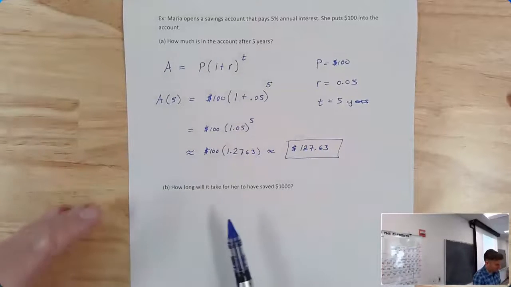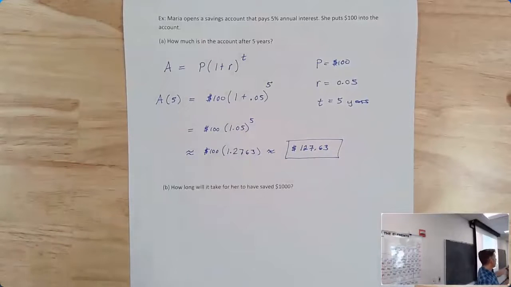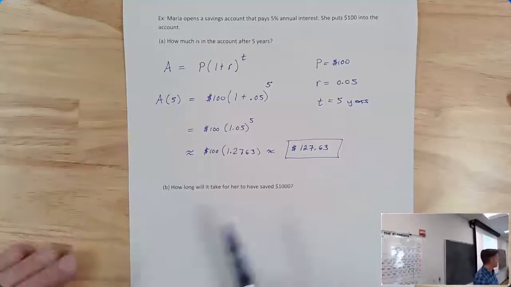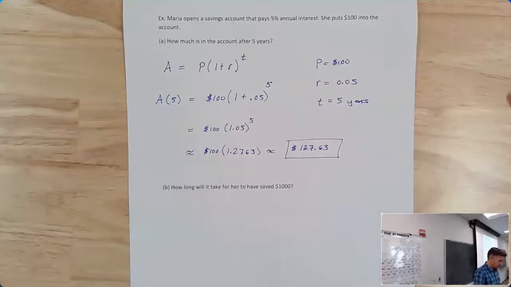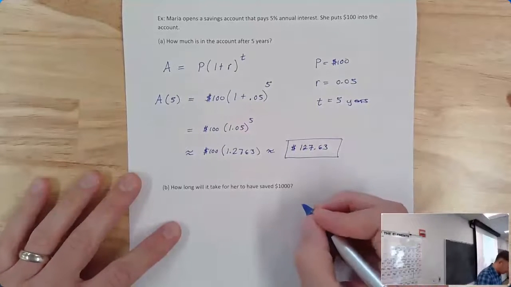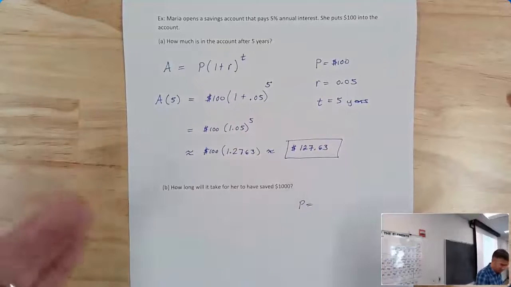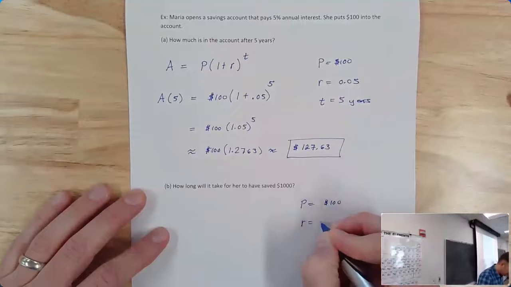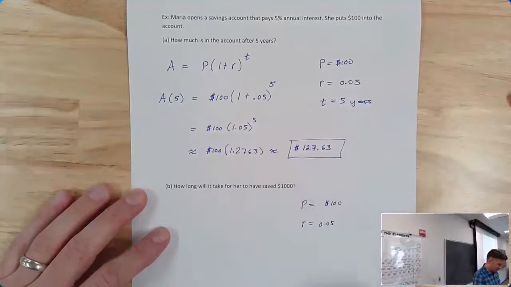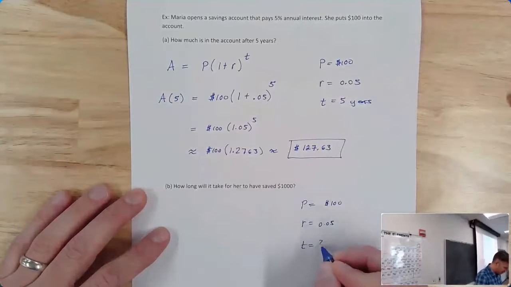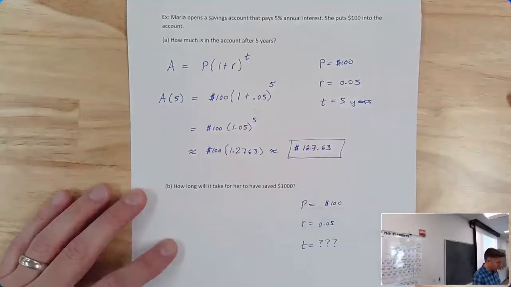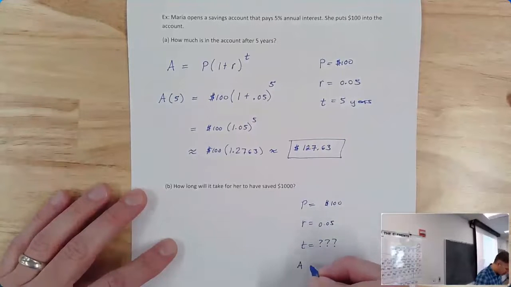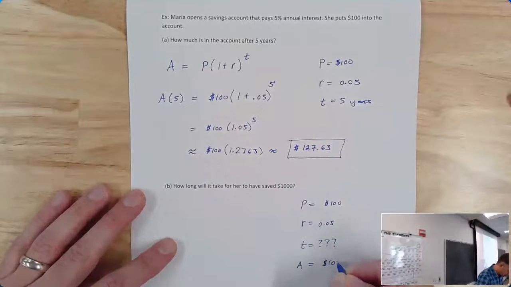So here we're asking the other question. Instead of saying you have 5 years and how much money do you get, I'm now asking how long does it take to get to $1,000? So now we know that our principal is still the same numbers. I don't really need to write down the same stuff again, but I'm going to because why not? But now we actually don't know what time is. Time is what we're trying to figure out. We do know that the amount should be $1,000.